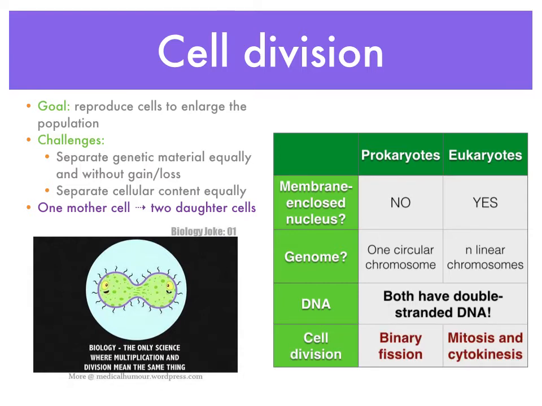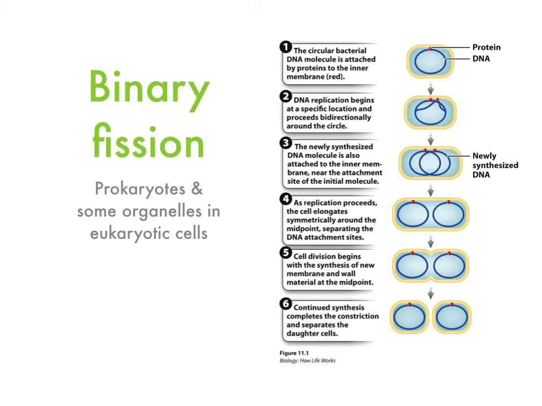Then, how do we call the cell division process? In prokaryotes, it is called binary fission, and in eukaryotes, it is called mitosis and cytokinesis. So we will first review the binary fission, and in a couple of slides, we will cover mitosis and cytokinesis. So here is the general process of binary fission. It is a process that occurs almost only in prokaryotes. You will, however, also see that some organelles of eukaryotic cells, for example mitochondria, reproduce themselves by binary fission.